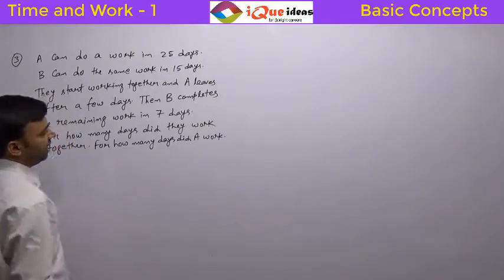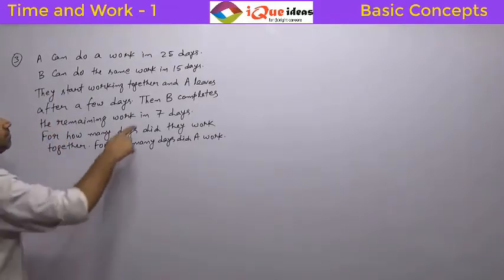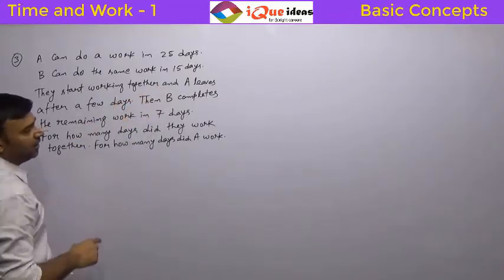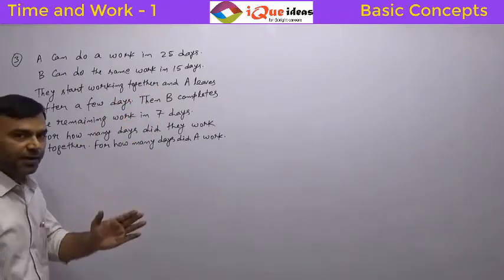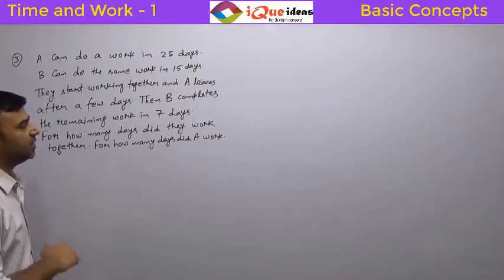For how many days did A work? Now here we cannot apply the formula, because there is a break here. A is leaving in between. Remember, the formula is applicable only when they work from start to finish. So in this case, we cannot apply the formula to find the total time.